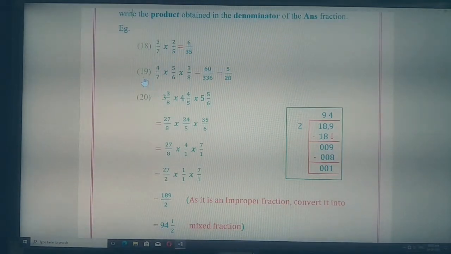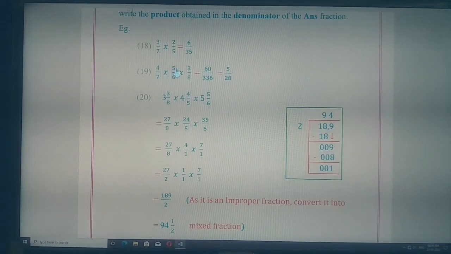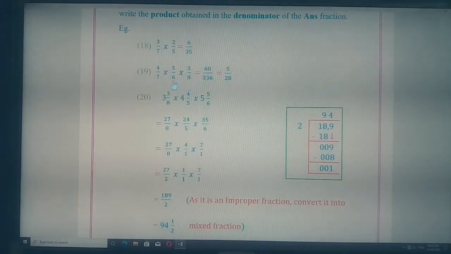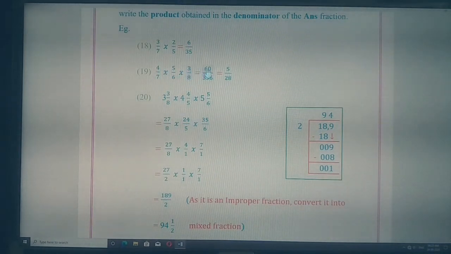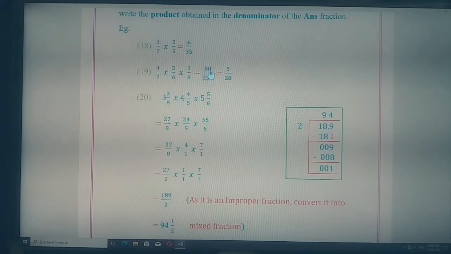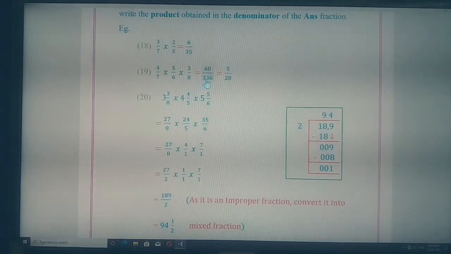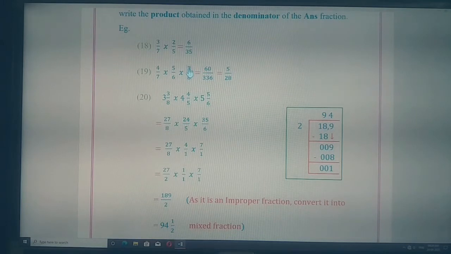Let us see another example. Example number 19: 4 upon 7 has to be multiplied with 5 upon 6, and that has to be multiplied with 3 upon 8. 4 upon 7 multiplied by 5 upon 6 multiplied by 3 upon 8. Here 3 fractions are multiplied. So what we have to do is multiply all the numerators and write the answer in the numerator of the answer fraction. We have to multiply the denominators of all the fractions and write the answer in the denominator of the answer fraction.